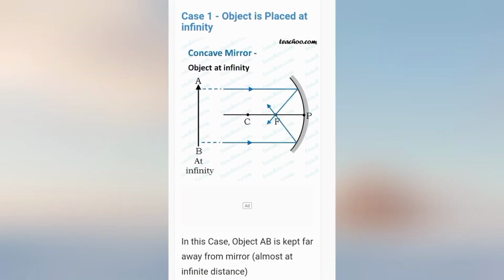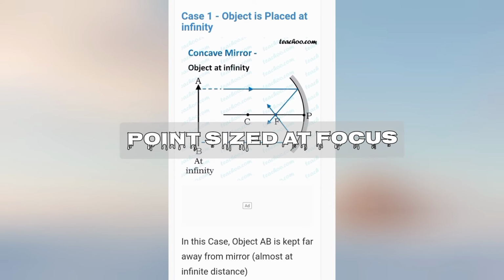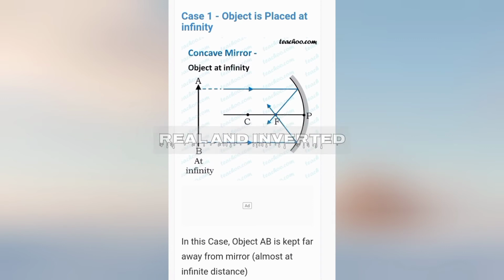Now let's see the image formation by concave mirror with the help of ray diagrams. Let's consider the first case in which the object AB is kept at infinity. As you can see in the ray diagram, we have drawn the rays parallel to the principal axis. Since a ray parallel to the principal axis passes through the focus, both rays meet at focus after reflection. Hence, image is formed at focus and is very small. Thus, we can say that here the image is highly diminished, point-sized at focus, real and inverted.